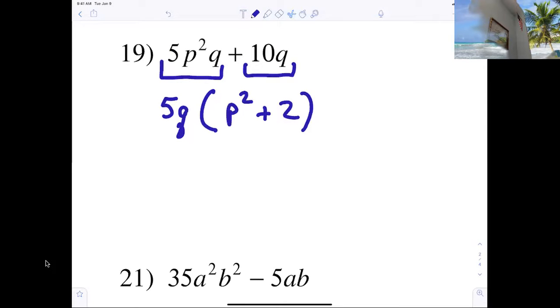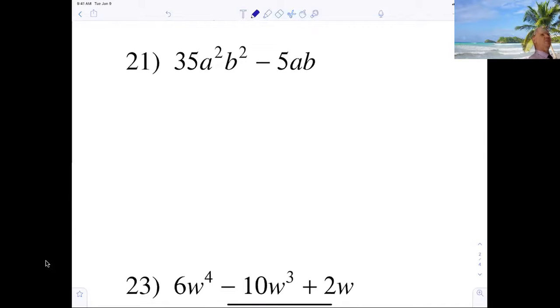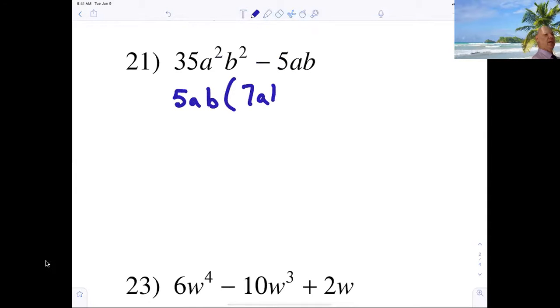Because Xavier's going to snap to this. All right, Xavier, what's common? AB, and what else? 5. Yes, so that's the GCF. Say it loud and proud again, Xavier. 5AB. Beautiful. 5AB, open parentheses, and then 7AB. Yes, sir. Wow. And now what? Minus. Don't tell me you're having trouble with 5 divided by 5. 1.